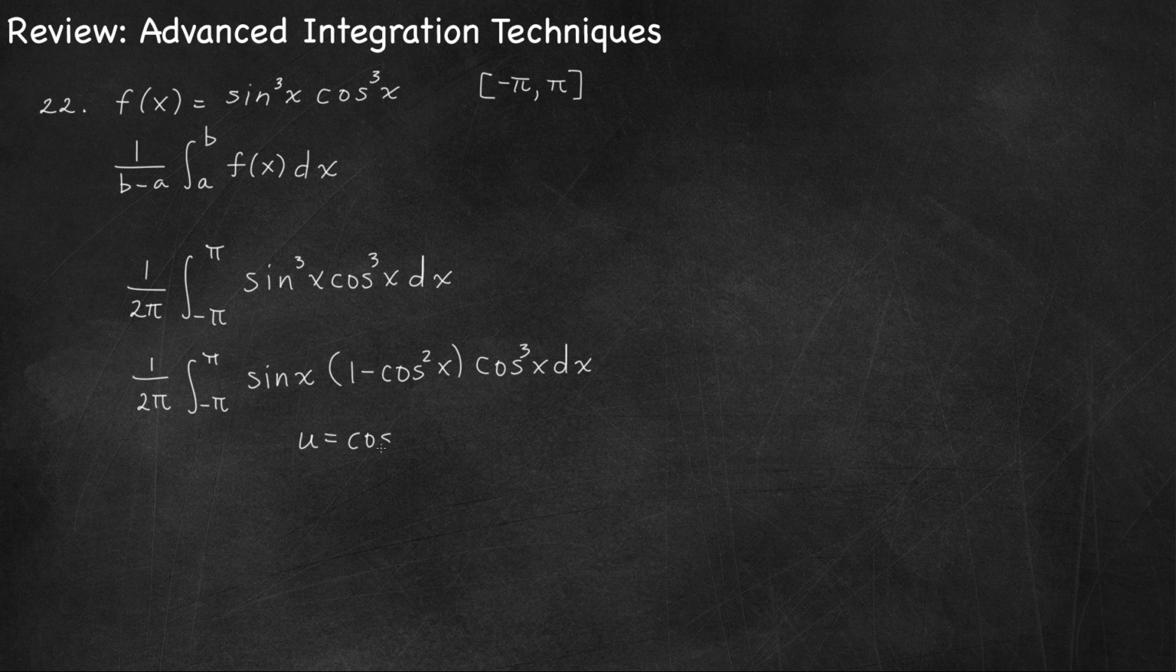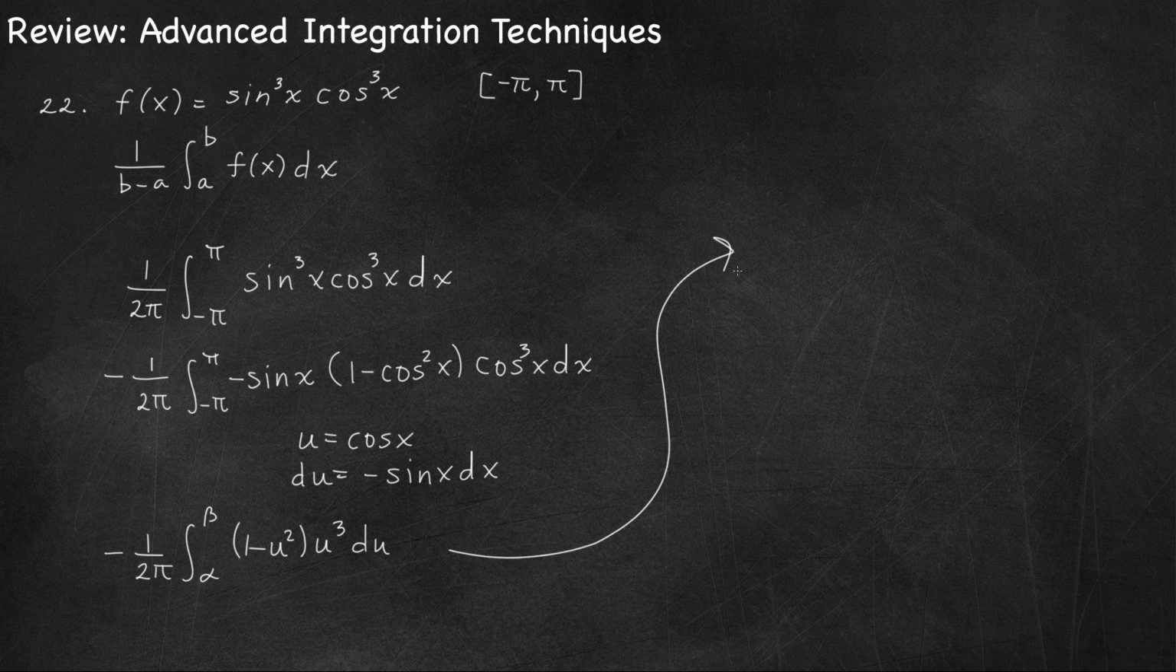So if u equals cosine x, du equals negative sine x dx. I have the sine x dx but not the negative, so I'm going to multiply by negative negative, and negative 1 over 2 pi. Now my bounds are x values, so I'm just going to use a placeholder here. And this becomes 1 minus u squared times u cubed times du. And that becomes negative 1 over 2 pi from alpha to beta, u cubed minus u to the 5th du. And we're just using power rule there.